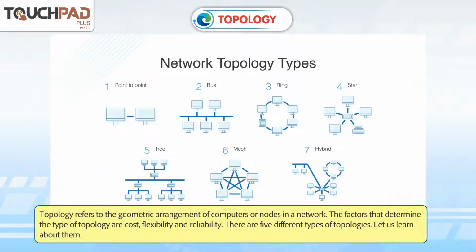Topology refers to the geometric arrangement of computers or nodes in a network. The factors that determine the type of topology are cost, flexibility, and reliability. There are 5 different types of topologies. Let us learn about them.